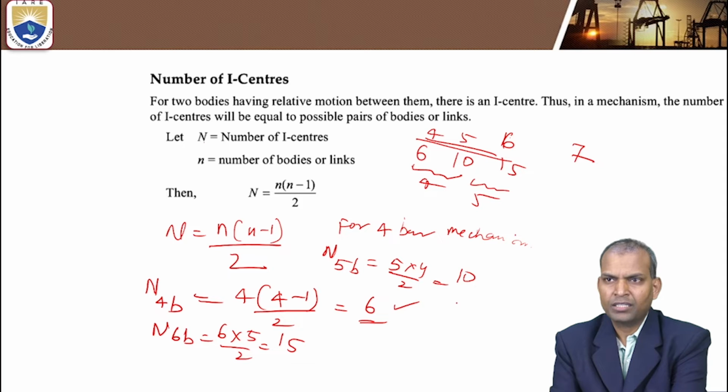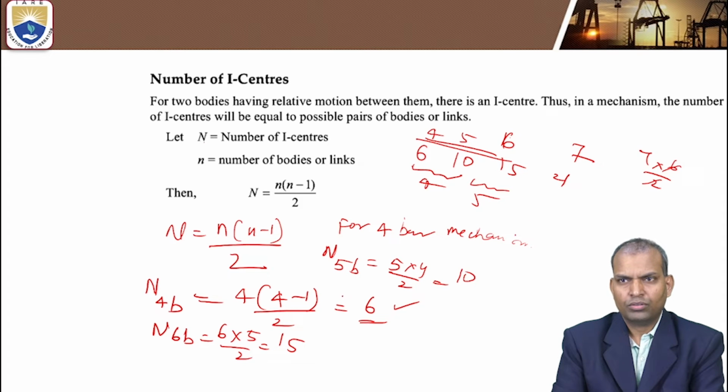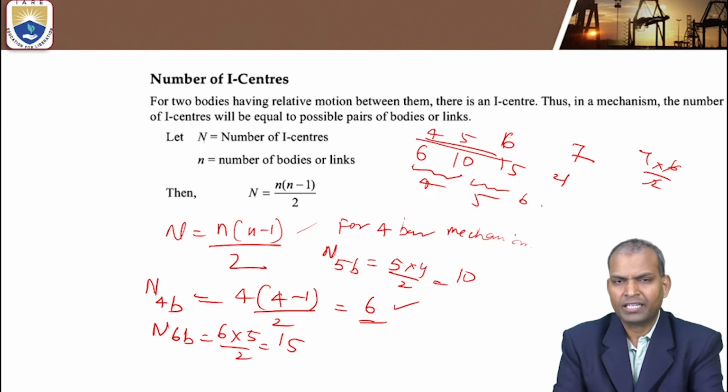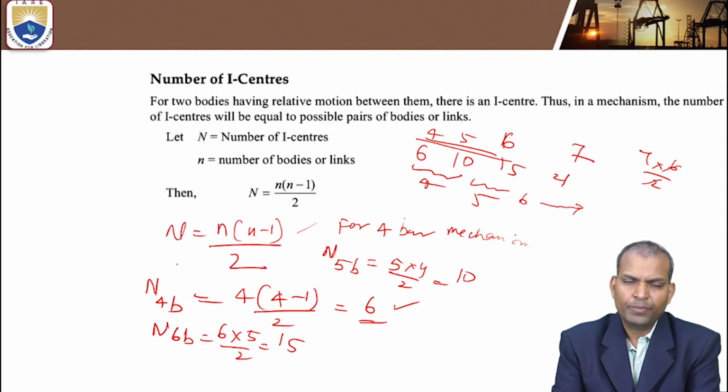What is 7 bar mechanism? Number of links are 7 into 6 by 2. That is 21. So, it is varying 4 here and 6. Like that, the range is increasing linearly.